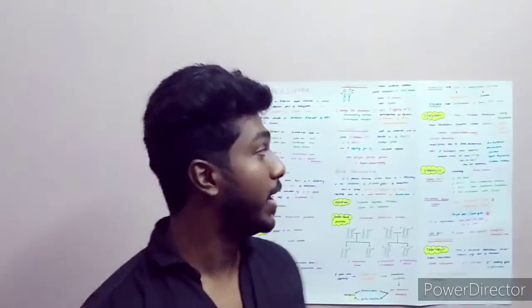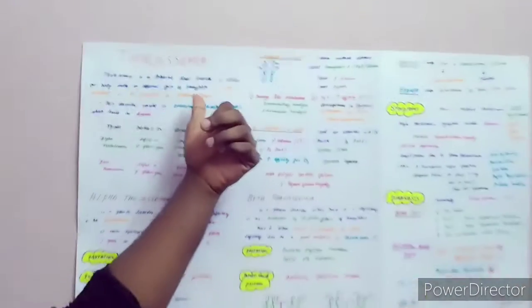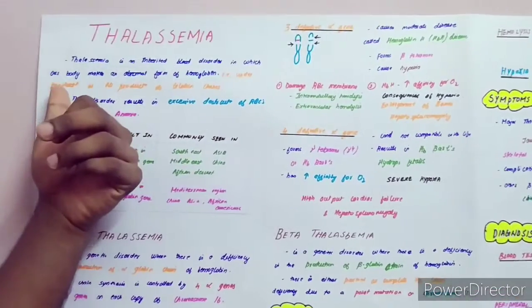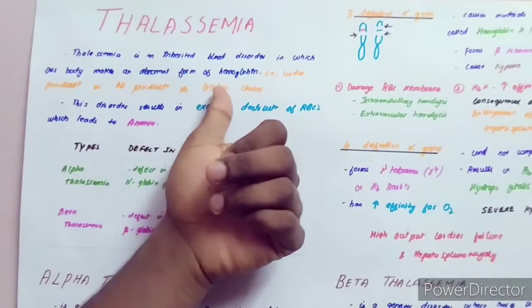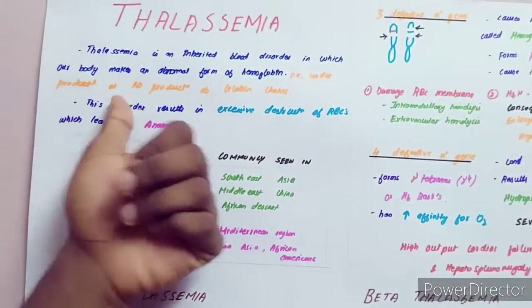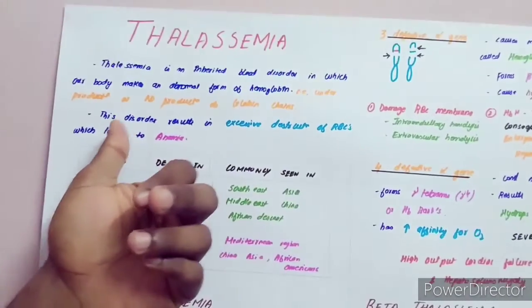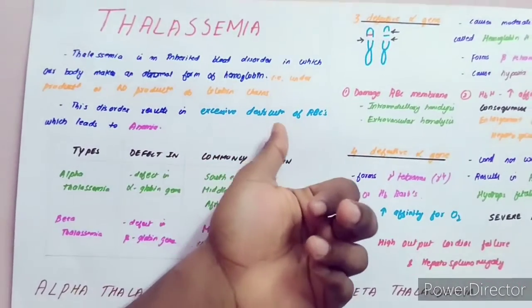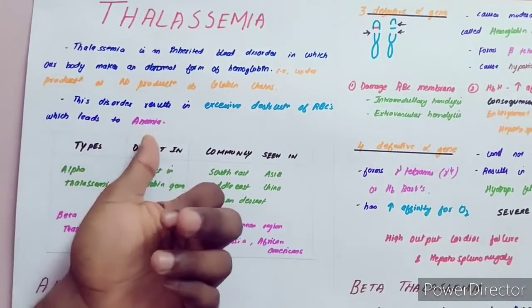Now, what is thalassemia? Thalassemia is an inherited blood disorder in which our body makes an abnormal form of hemoglobin, that is, underproduction or no production of the globin chains. This disorder results in the excessive destruction of RBC, which leads to anemia.